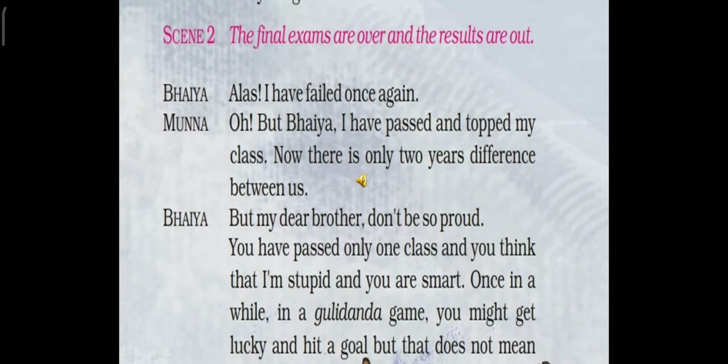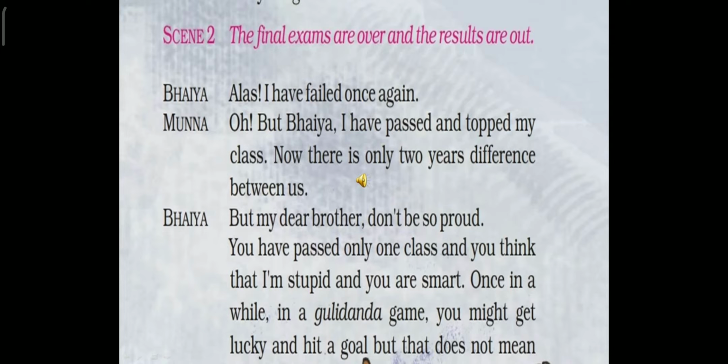Now there is only 2 years difference between us. So you see, technically their age difference is 5, so their class difference should also be 5. But now you see, it is just decreasing. The difference is decreasing because Munna is getting promoted to the next class and Bhaiya is getting detained in the same class. And now there are only 2 years of difference.